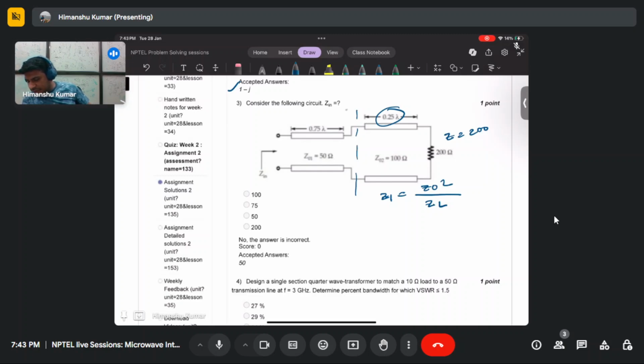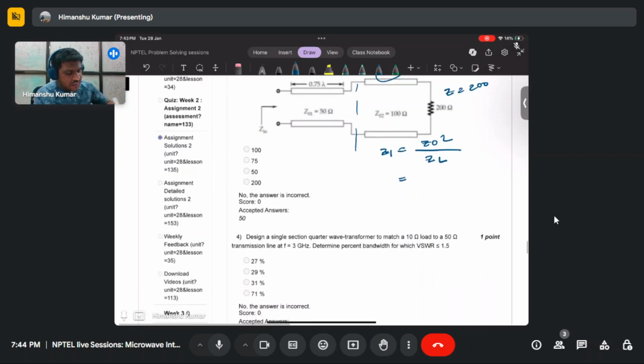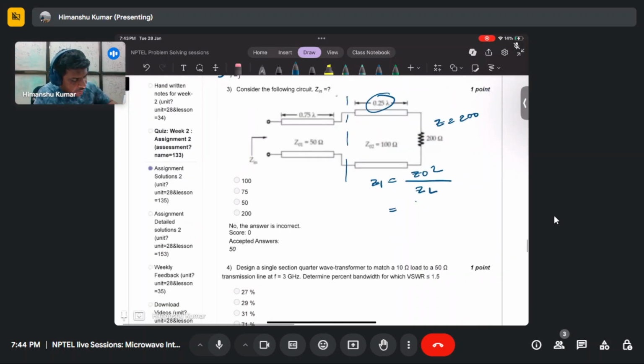You can write this as Z naught square divided by 2 ZL. So Z naught square, if you take 100 into 100, divide by 200. So divide by 200, it will cancel. So this Z1 will be equal to 50 ohm.